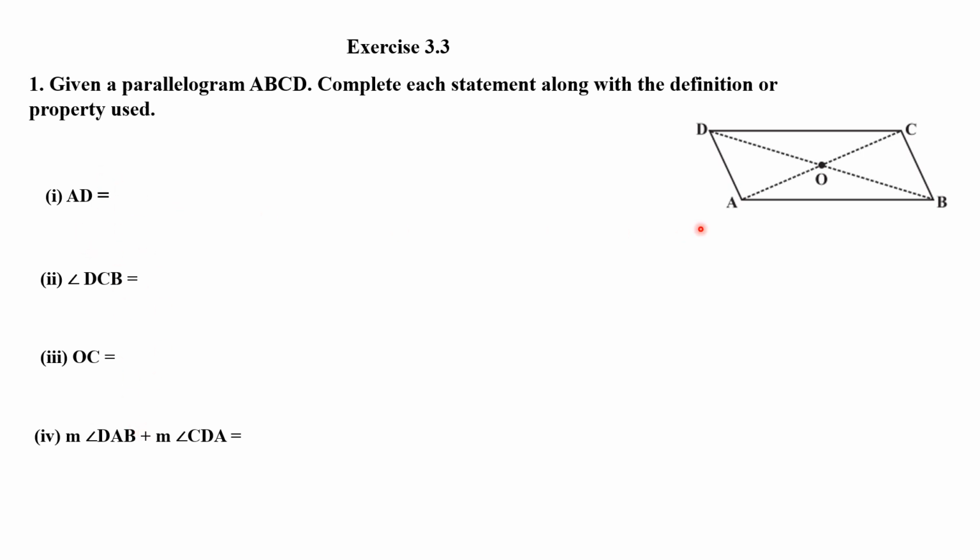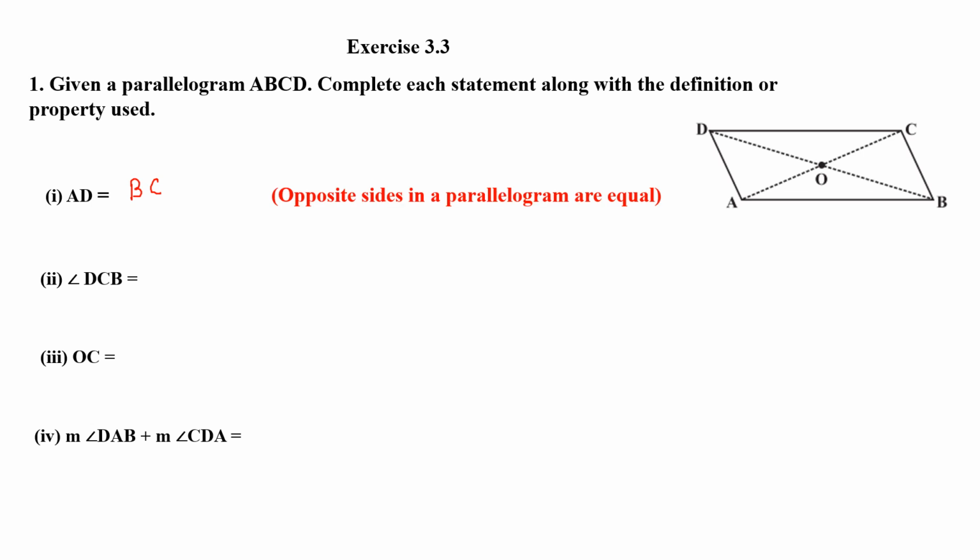So the first one is AD is equal to, now AD is a side, right? So the side AD is equal to which side? We know that in a parallelogram opposite sides are equal. So the side which is opposite to AD is BC. So I will write over here AD is equal to BC, and the reason is opposite sides in a parallelogram are equal. Okay.